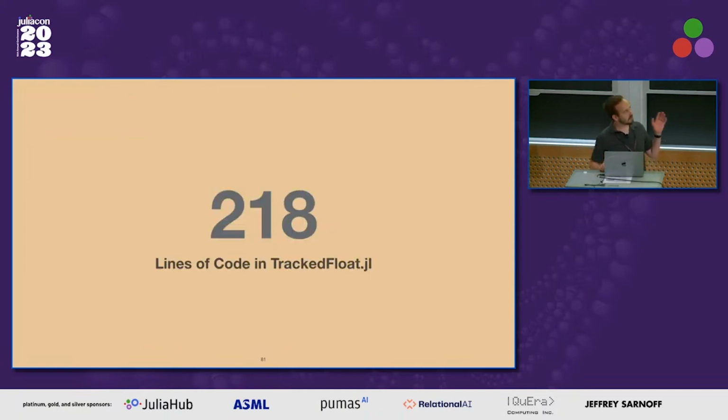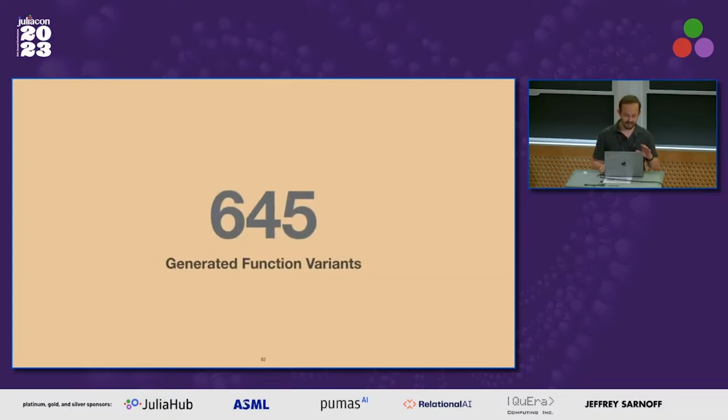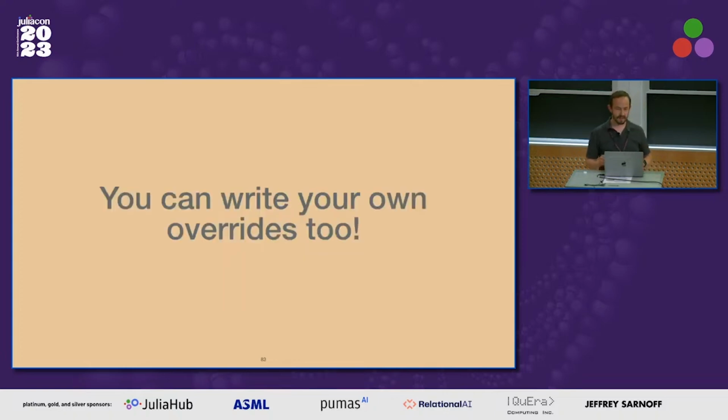Our code works out to be about 218 lines, and that's including white space and comments. So this isn't like a massaged number or anything. This is the length of our file, and that generates about 645 function variants. Without the macros, we would have ended up writing about 4 lines per function, or 8,000 lines of code. So this is over a 10x reduction in code size. So thank you, macros.